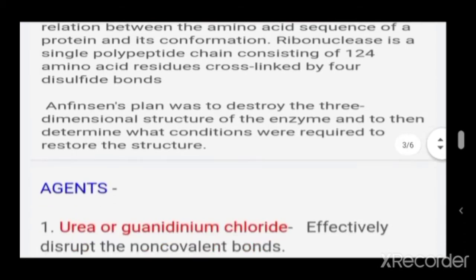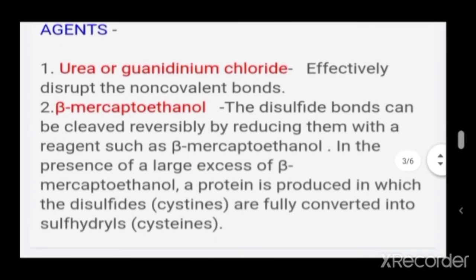So he took two agents. The first one is urea, which will disrupt the non-covalent bonds. The second one is beta-mercaptoethanol. The disulfide bonds can be cleaved reversibly by reducing them with a reagent such as beta-mercaptoethanol. So in the presence of a large excess of beta-mercaptoethanol, a protein is produced in which the disulfides, or the cysteines, are fully converted into sulfhydryls.